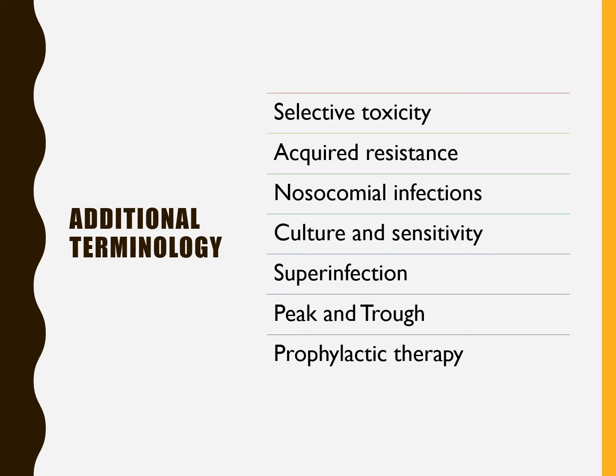When we talk about culture and sensitivity, this is how we determine which antibiotic will work best for which pathogen. We collect a sample. It can be sputum, it could be blood, it could be urine, even stool, and we send that down to the lab. One of the most common would be to do a gram stain culture, or they might do a culture where they let it grow out over 48 hours to see if more bacteria grows in that sample.